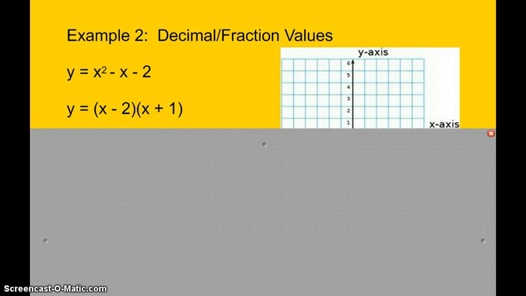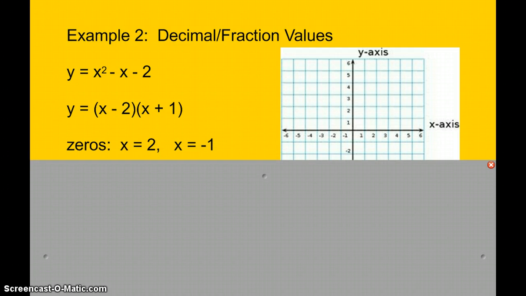In order to find my zeros, I simply replace y with 0, and most of you are going to be able to do this very quickly in your head. All we're trying to do is make each parenthesis equal to 0. In the first parenthesis, if x were 2, you would get 2 minus 2 is 0. In the second parenthesis, if x were -1, -1 plus 1 is 0. So now we have some information to put on our graph. We have our zeros, or our x-intercepts, at 2 and -1.